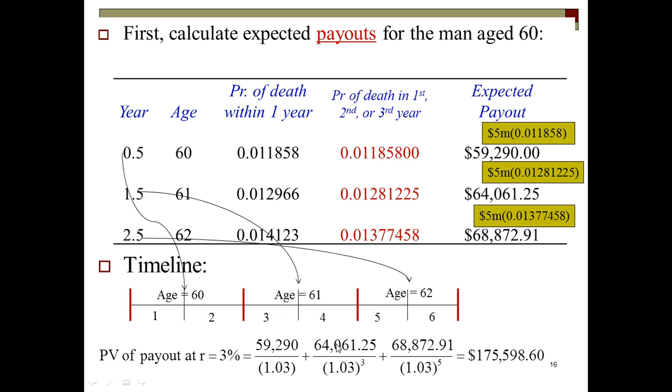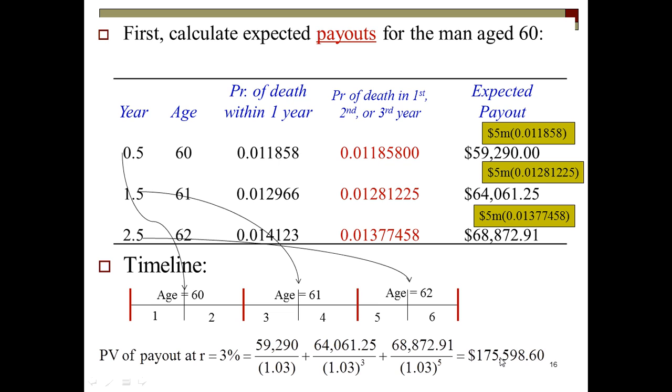The second amount, 64,000 and change, would occur right at this point, which is in the middle of the second year. So that'll be discounted over 3 periods at 3%. And finally, for the third year, it'll be right in the middle, which is 5 periods from today. That's what you see here. So the present value of this comes out to be 175,598.6.